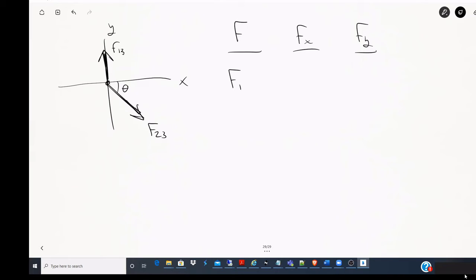So for the force that 1 exerts on 3, you can see that the force just points directly upwards. It doesn't point sideways at all. That means the x component is 0, and the y component is positive and equal to the entire magnitude of that vector. For the force that 2 exerts on 3, you can see that the x component must be positive and the y component must be negative because it points to the right and down. Any force that points to the right has a positive x component. Any force that points down has a negative y component.